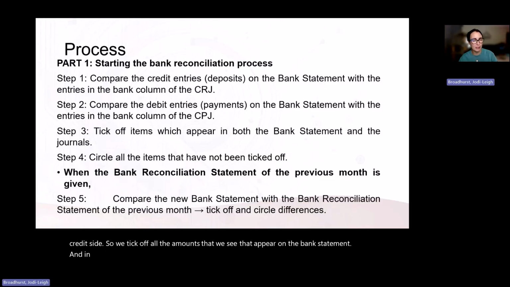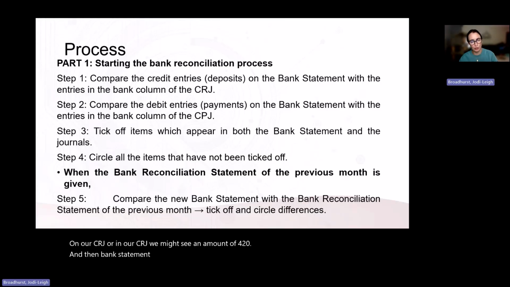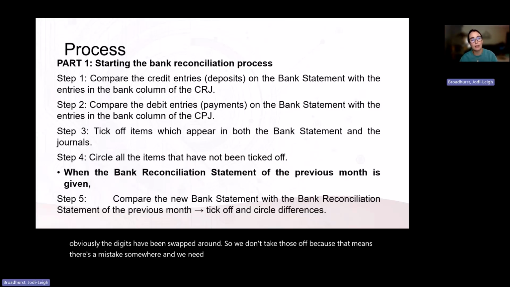So we look for missing amounts or weird amounts, like in our CRJ we might see an amount of 420, and then in our bank statement we might see an amount of 240. So those are amounts where obviously the digits have been swapped around, so we don't tick those off, because that means there's a mistake somewhere and we need to figure out who made the mistake. And then all the items that we didn't tick off, we circle them, because that means we need to deal with them.